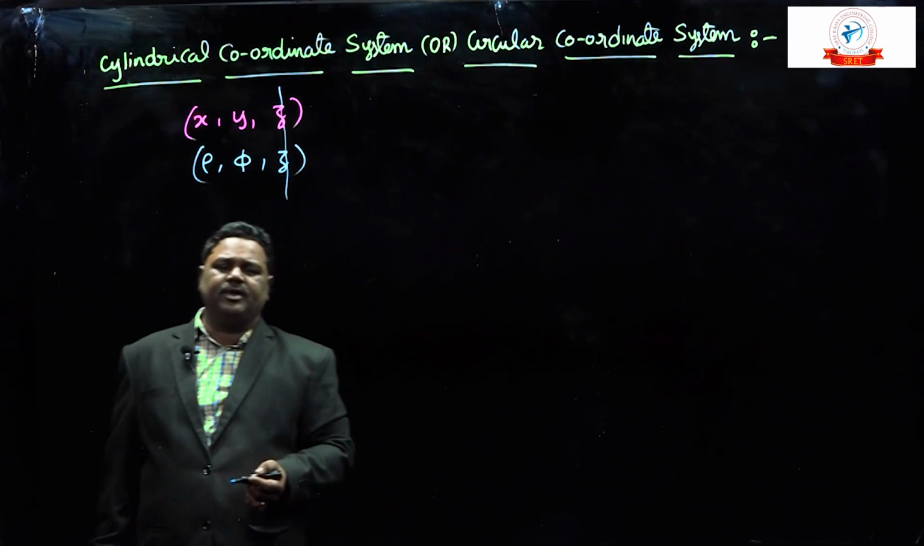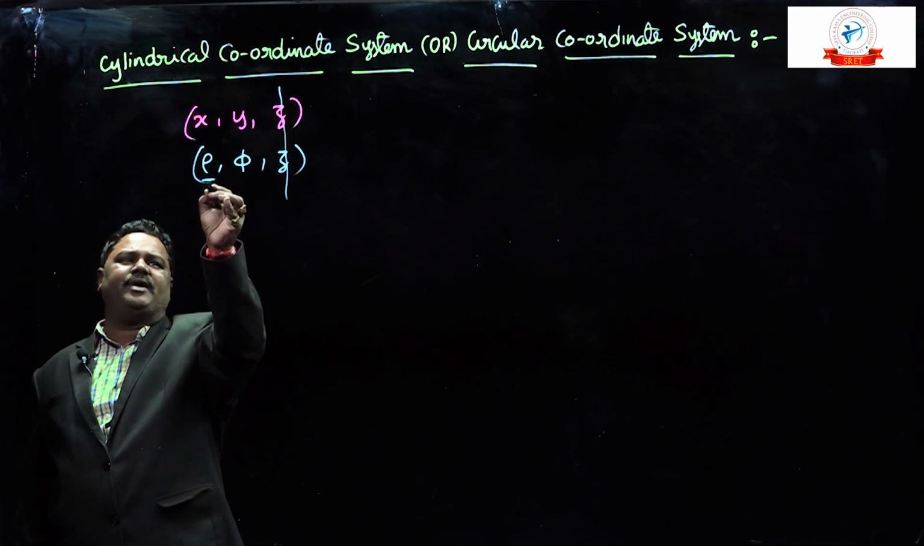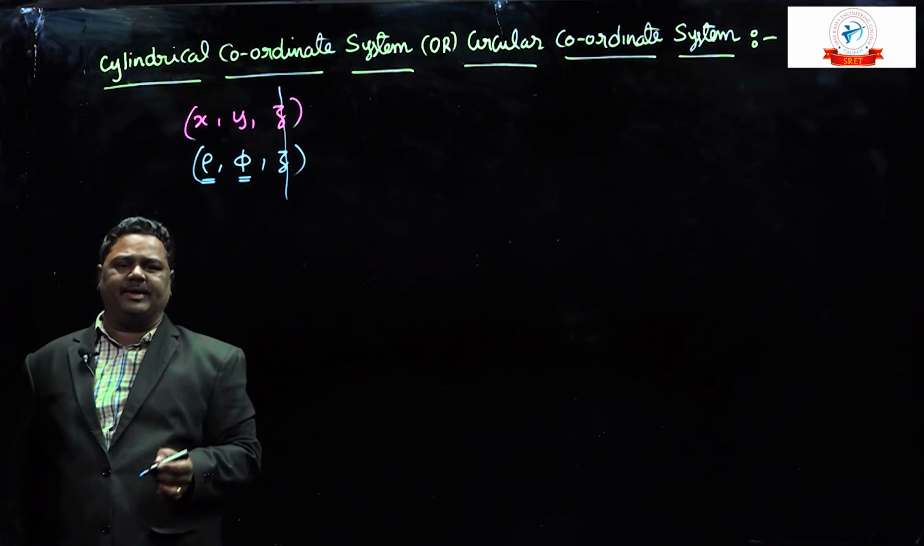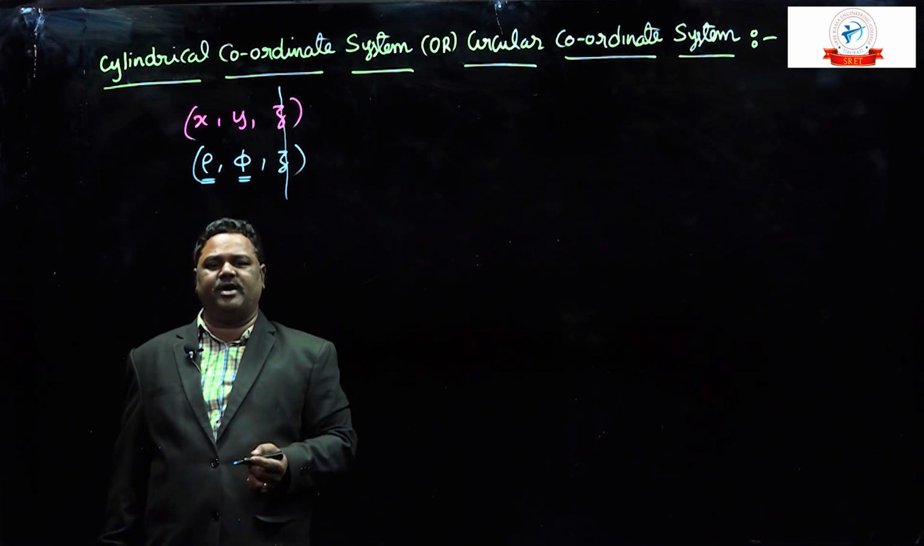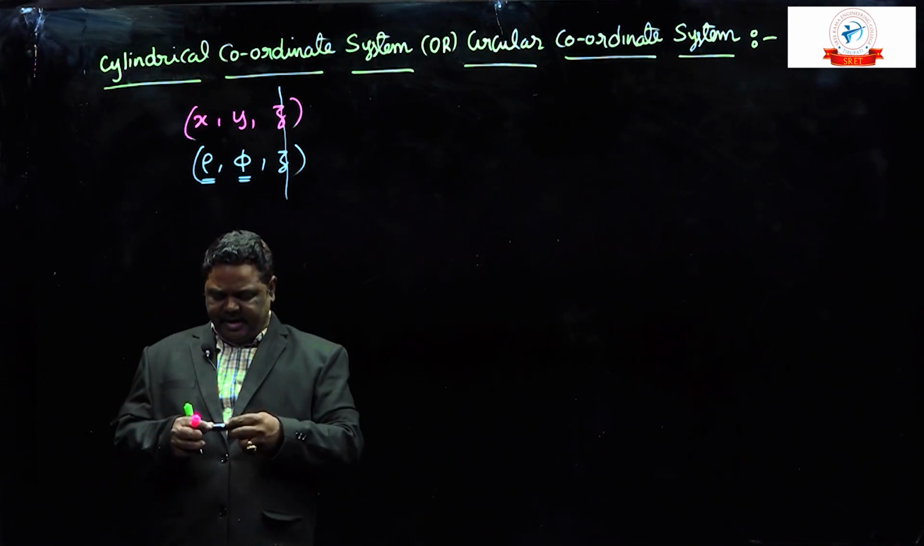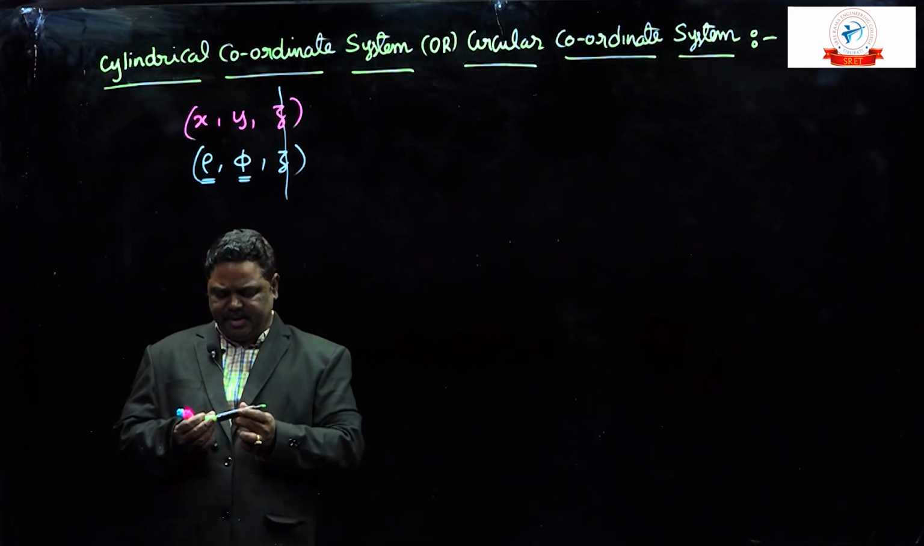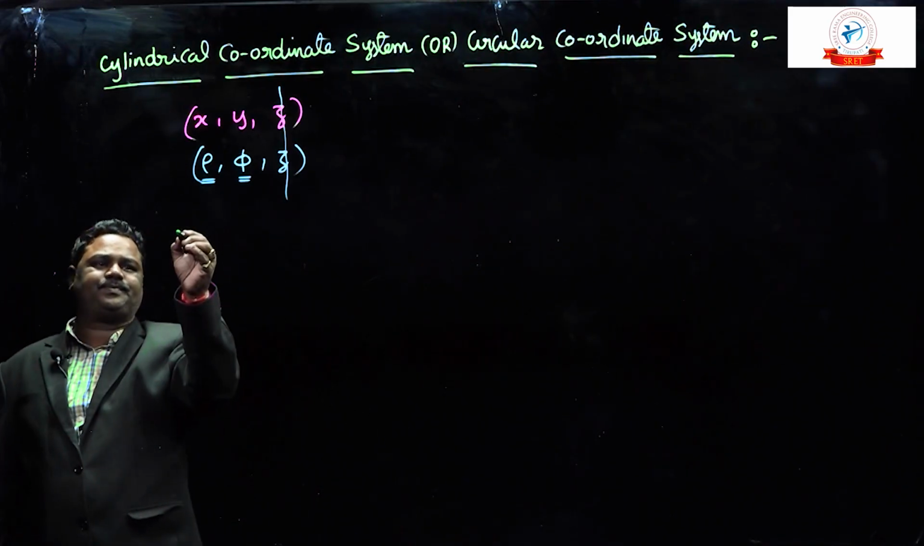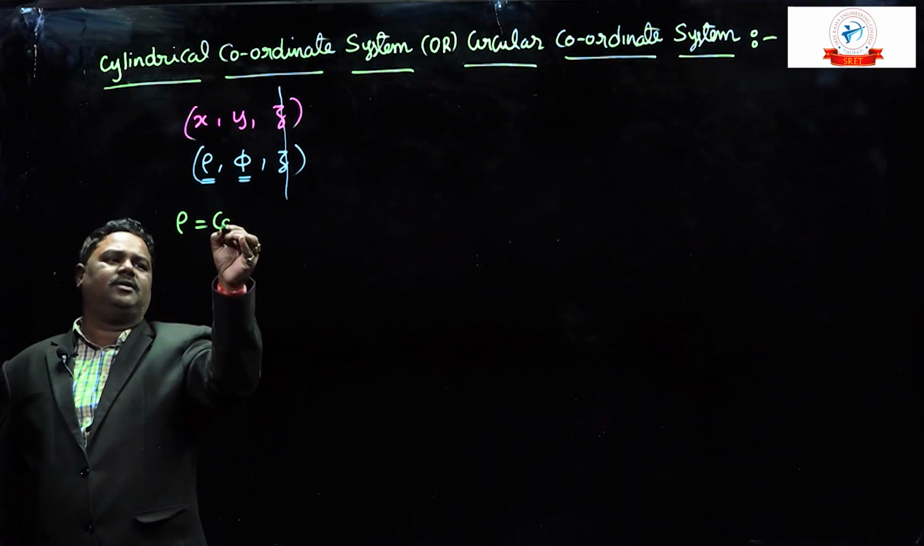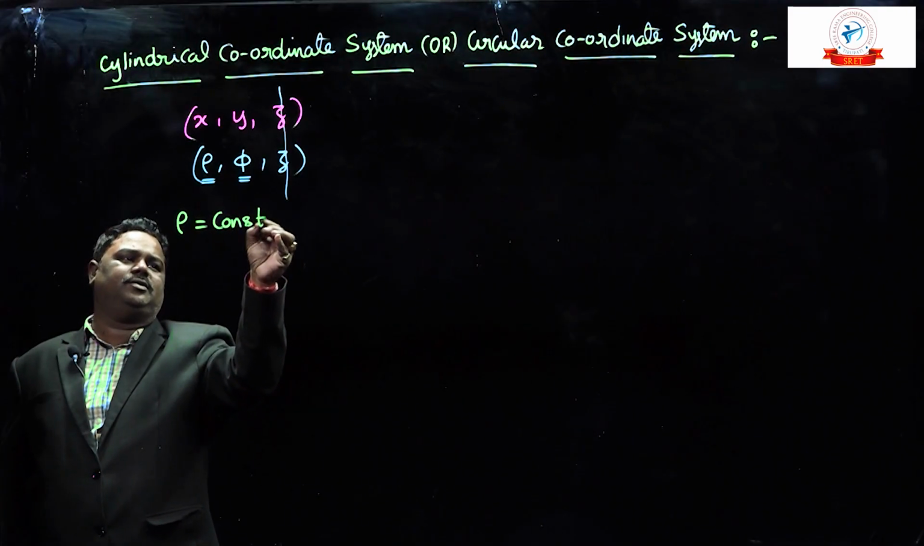So now we need to understand what is meant by rho and what is meant by phi. Let me explain each one by one. First I am going to explain what is meant by rho is equal to constant. Rho is equal to constant.